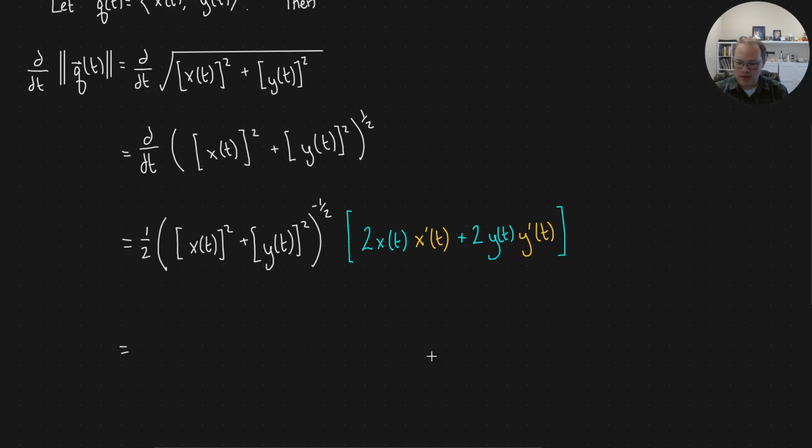Now let's tidy things up a little bit. First, I could factor this 2 out and cancel it with the 2 down here, right? So those 2's cancel. In my denominator, I have this because of the negative in the power, and the half means it's under a square root. So square root of x of t squared plus y of t squared.